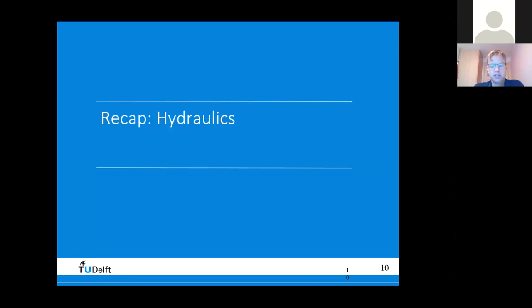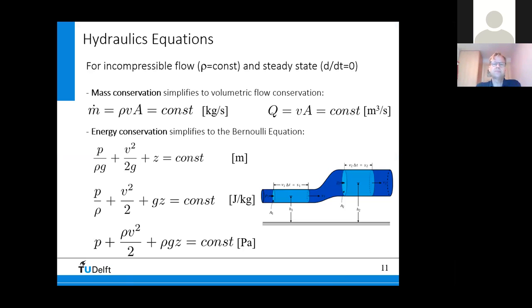Hydraulics, so that's actually what we talk about. If you have the standard flow, so a constant density and also steady state, the first thing, of course, is conservation of mass. Because rho is constant, Q is velocity times area, and the area is constant. So that's the easy one here. Rho is constant, so Q is also constant. Then we can derive the energy conservation and also the Bernoulli equation.